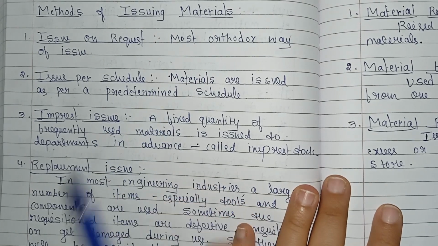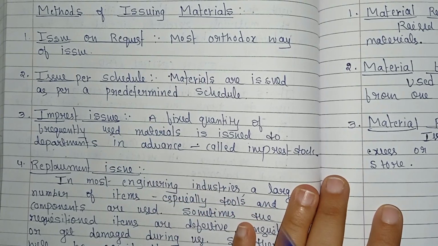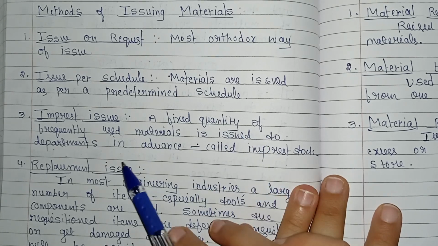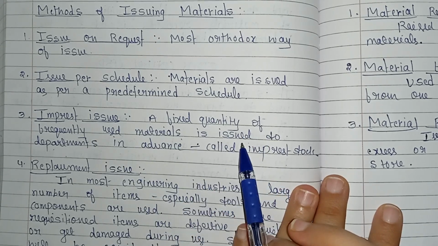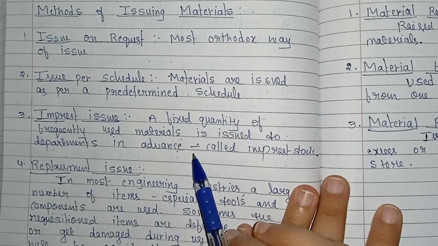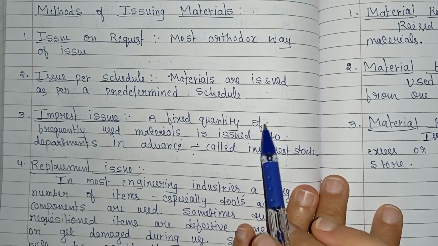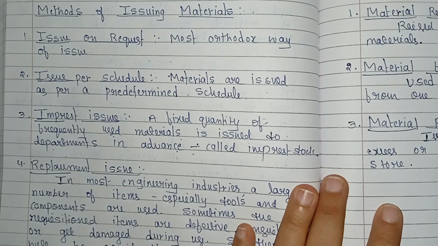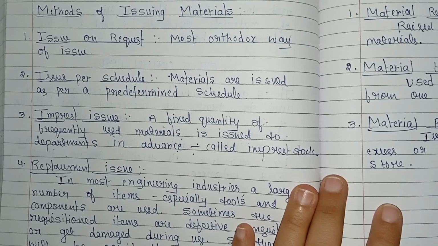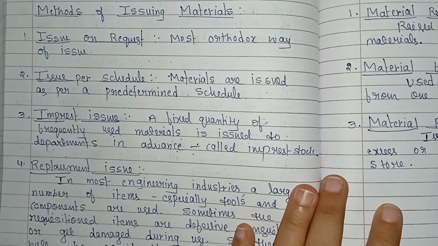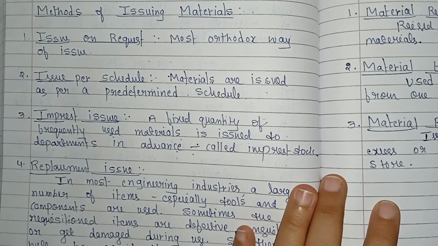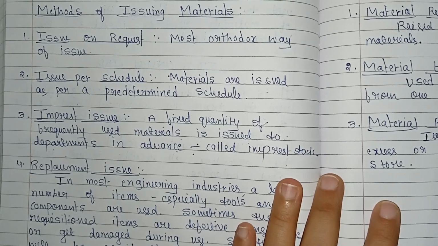Next, the third one is impressed issues. It means a fixed quantity of frequently used materials is issued to departments in advance, called impress stock. We use these materials frequently, so a fixed quantity is issued to the department in advance.